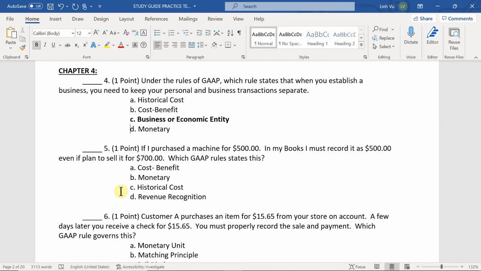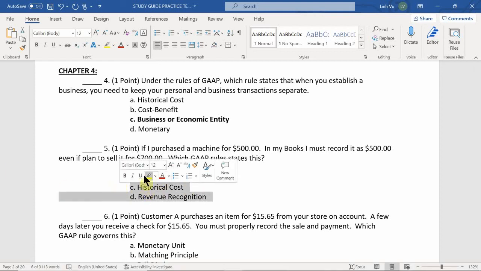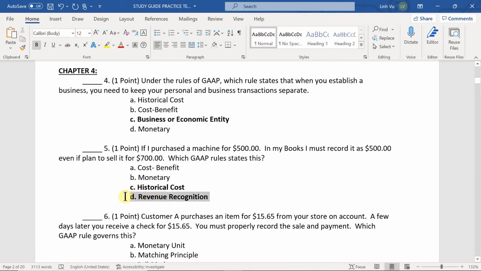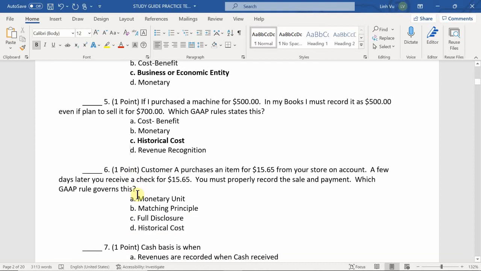Okay. So in this case, my question is asking what rule says that I have to record my purchasing of any kind of assets at its fair market value? So right now, if I made a purchase of a machine for $500, I must record it in my books as $500, even if I want to sell it for $700. It's still in my books at $500. C. Historical cost. Historical cost is correct, right? Because in this case, I didn't sell it just yet. That would be revenue recognition.